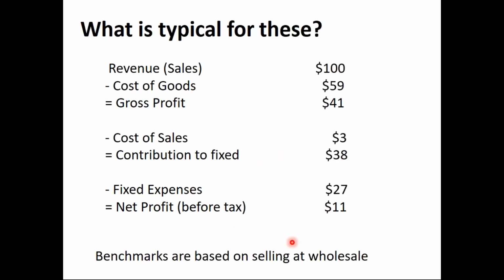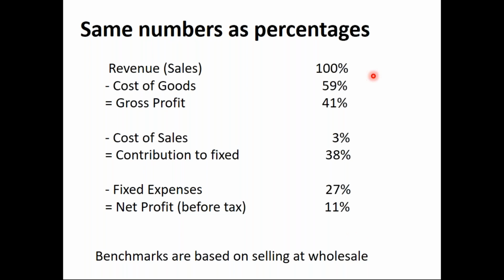So pretty simple. In terms of what's typical for these, this is based on industry data from all food processors in Canada. Let's say for every $100 of revenue, on average, the cost of goods for processors is $59. So the difference between that and the 100 is $41. Typically, the cost of sales is $3, which gives them a $38 contribution to their fixed expenses. Their fixed expenses are $27, for a net profit of $11. And these are numbers that are based on selling to wholesale. In terms of converting these to percentages, it's the exact same numbers. I just put percentages because since the top line is 100, everything can be a function of that very easily and give us the same numbers.